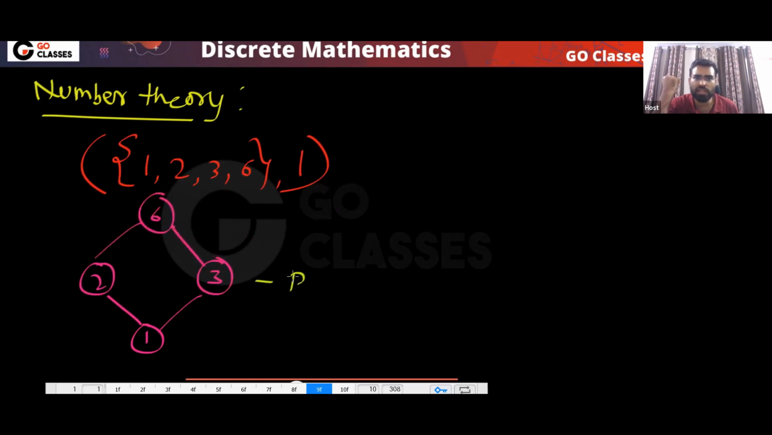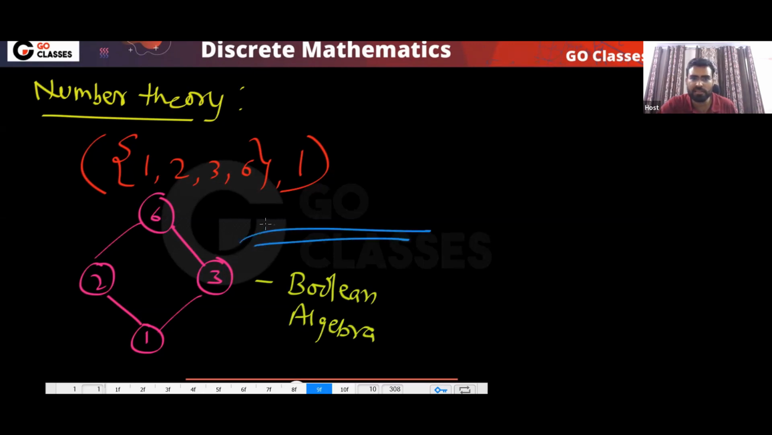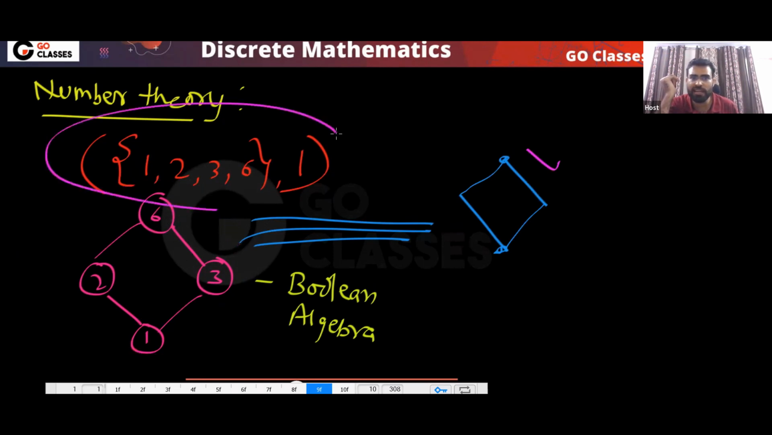So again, this is a Boolean algebra. Why? Because this has the same structure as this. And again, if I ask you what properties will be satisfied by this, what will you say? All the properties that this will satisfy, this also will satisfy. So I don't have to study this, right? Yes or no? I don't have to spend my time on this.